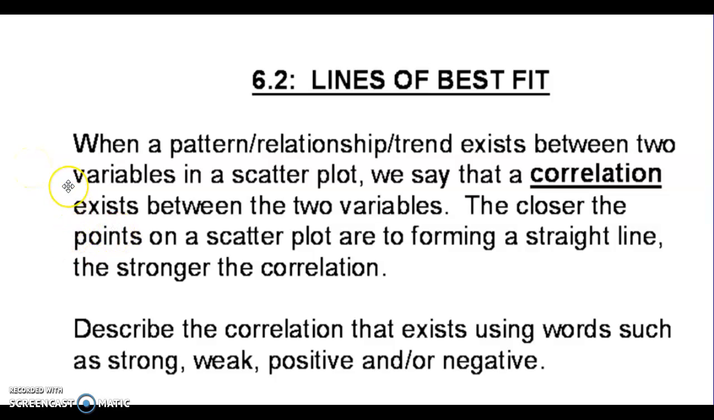Today we are going to be looking at the relationship that exists, and we will be drawing the lines of best fit. So when we have a scatter plot, if a pattern or relationship or trend exists, all three of those words mean the same thing, then the two variables have a correlation. Okay? A correlation will exist between two variables when we can identify a pattern or a relationship or a trend. So fancy words, but you do need to know what the word correlation means. The closer the points are on a scatter plot to forming a straight line, the stronger the correlation.